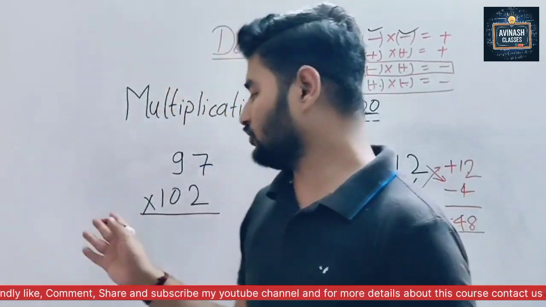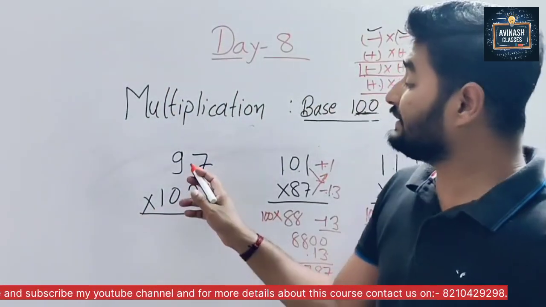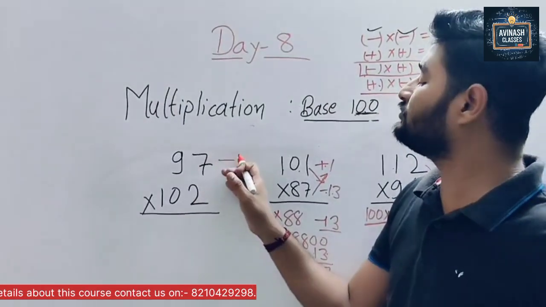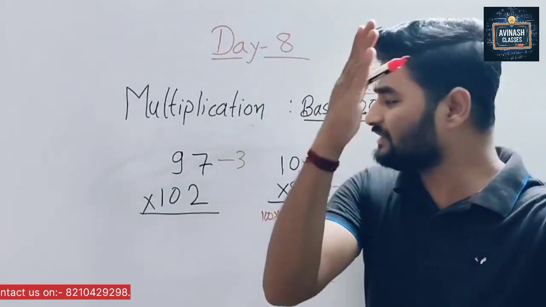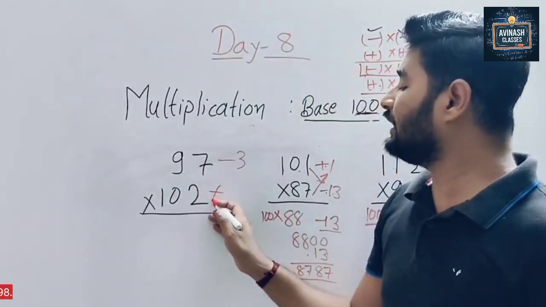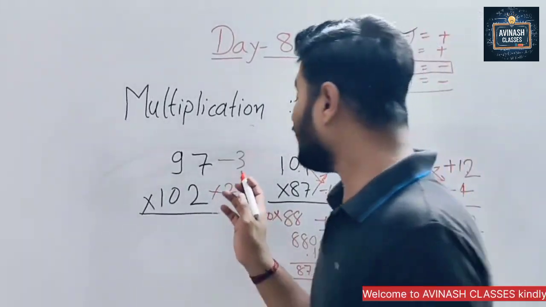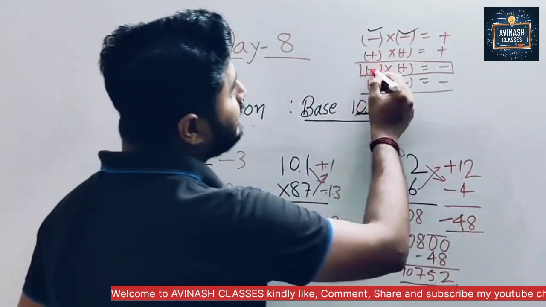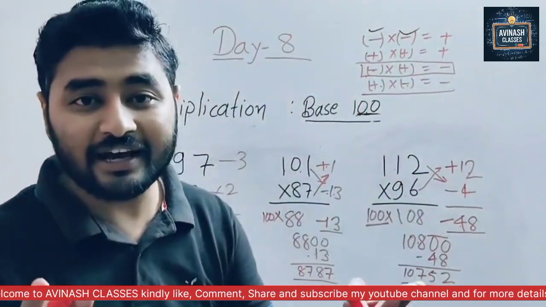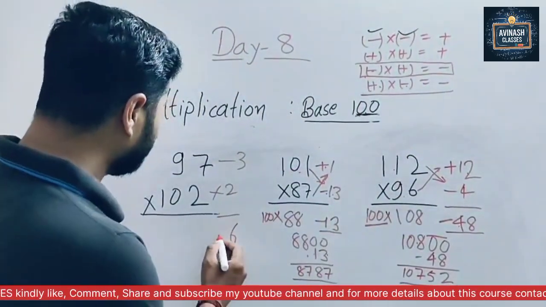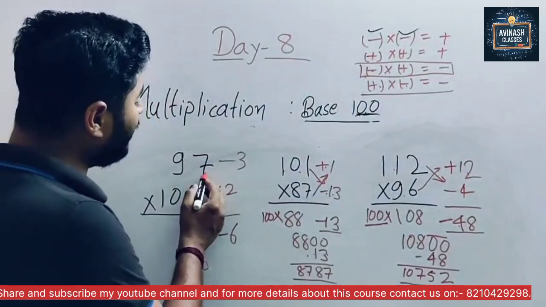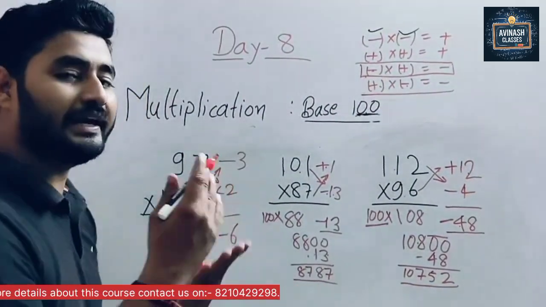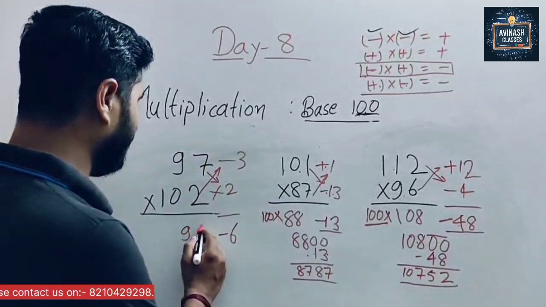Now the last question. Here 97. So compared to 100, how much less? Negative 3. So we write here negative 3. And this is positive 2. Correct? Now 3 times 2, that is 6 only. One number is negative, the other number is positive. So what do we get here? Negative only. So we write here negative. Either you add 97 plus 2 or 102 minus 3. We get the same, that is 99.